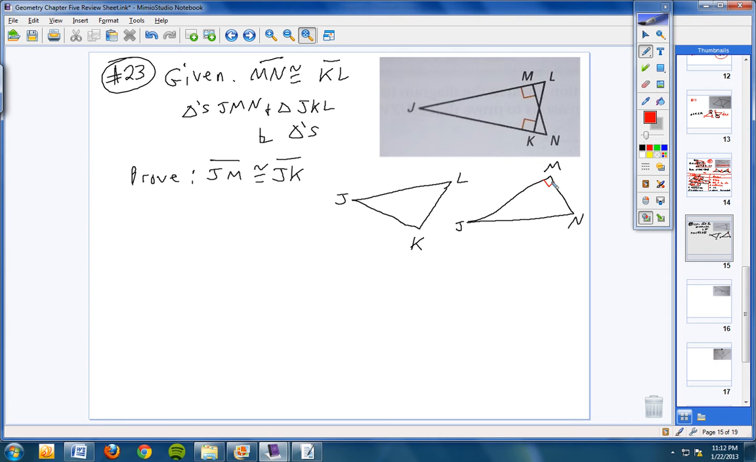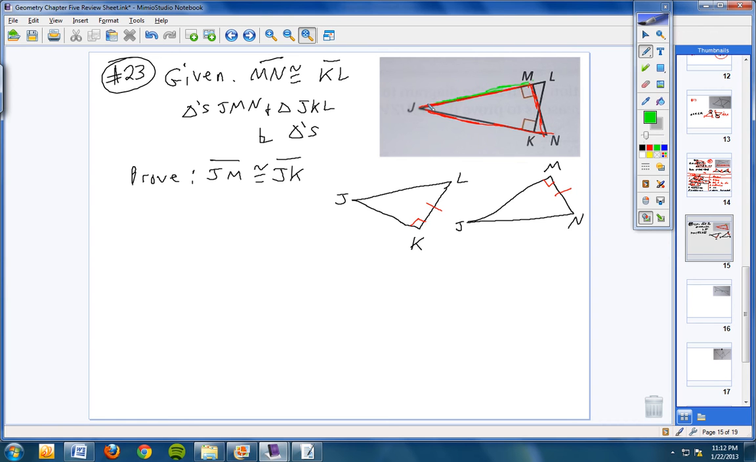Okay? And it looks like we have a right angle here. That's from right here. It looks like we have a right angle right here. That's from right there. And let's pick up our given and mark it in the triangles. Notice they give us this right here, MN congruent to KL. So MN is congruent to KL. Now what I'm looking for, students, is do these two triangles share anything? And I'm going to highlight one triangle in red for you up here. Now I'm going to highlight the other triangle in green.